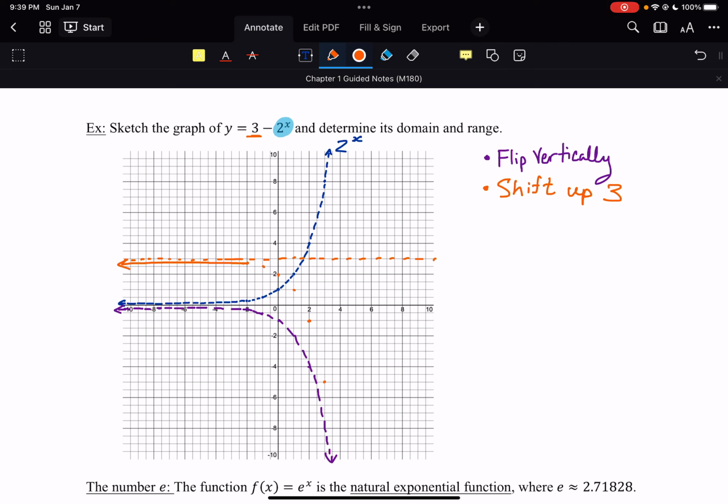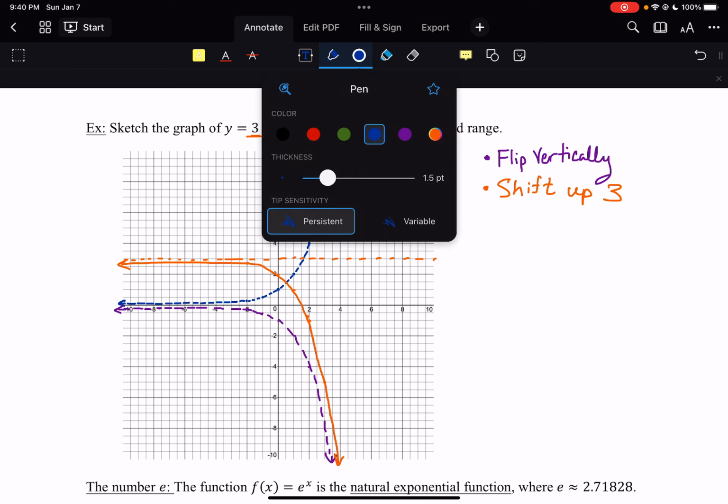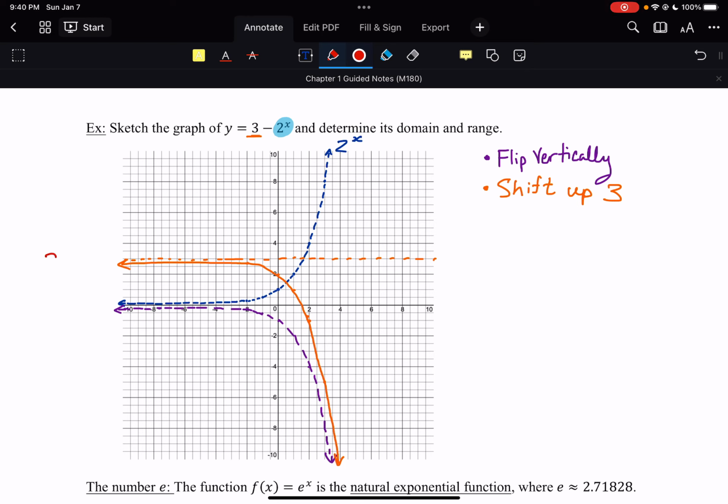And I'll go ahead and do this one as a solid curve, since this is our final answer. Okay, and it's going to get really close to the one in purple, but it'll never actually reach it. They'll just run kind of alongside each other forever. Okay, but that is the final version of this graph. So this one, this is 3 minus 2 to the x.